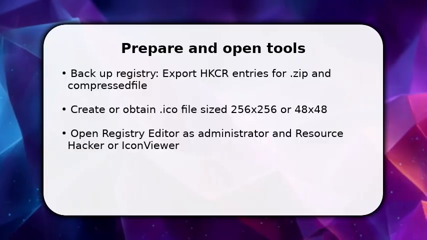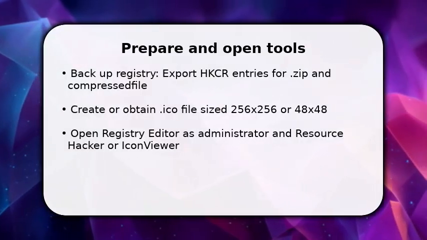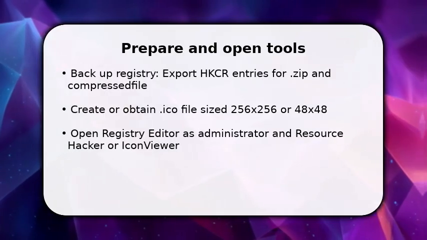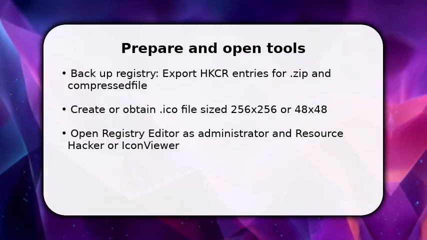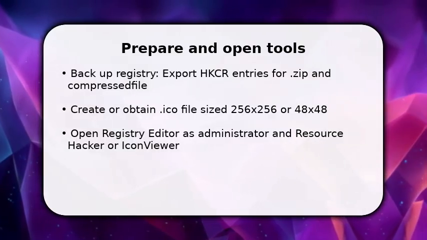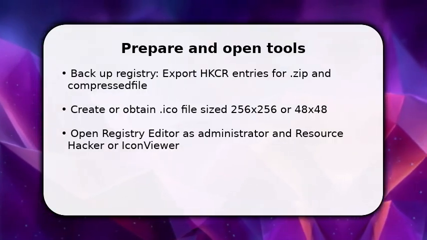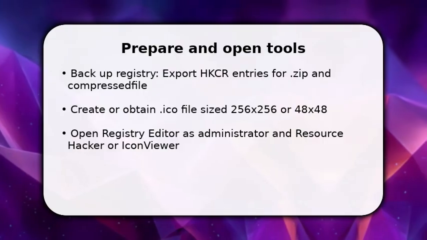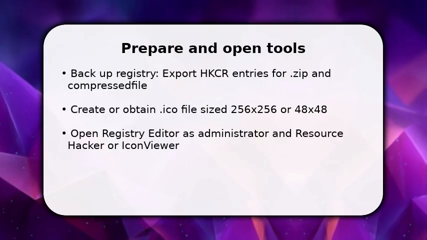You start by backing up critical settings, because once you change icons, you want a safe rollback. First, export the HKCR entries for zip, and for the compressed file prog ID, make sure the export finishes. Next, prepare your ICO image at 256x256 or 48x48 because Windows favors multiple sizes inside the icon.